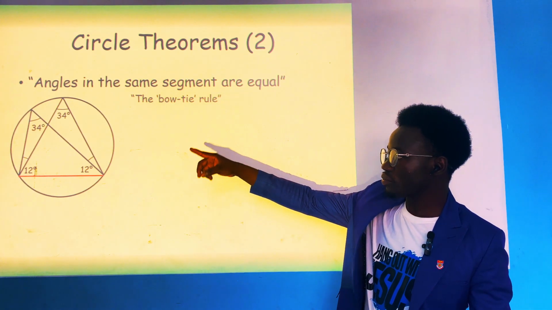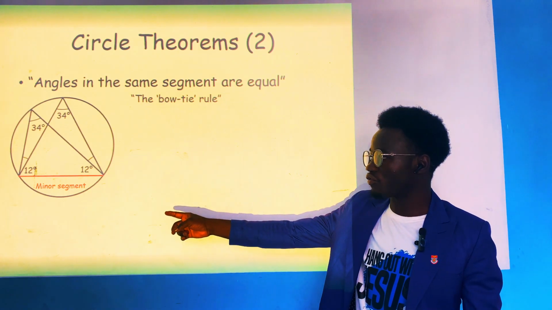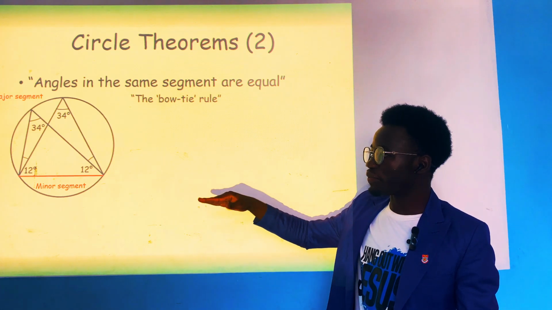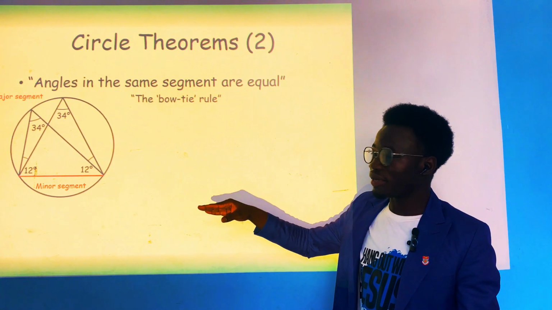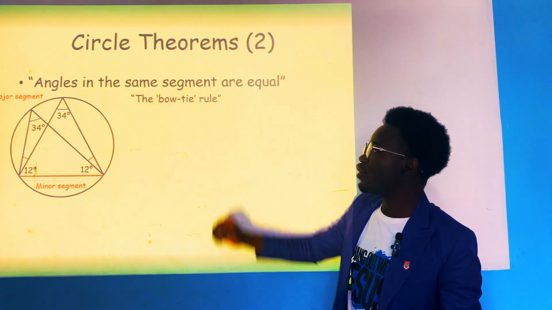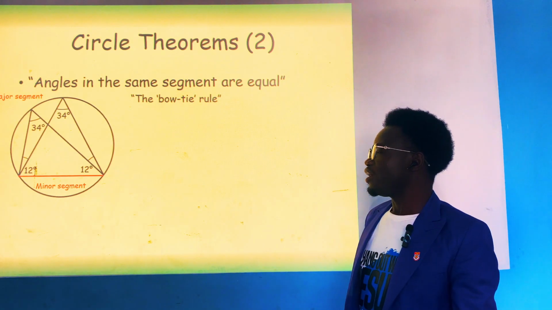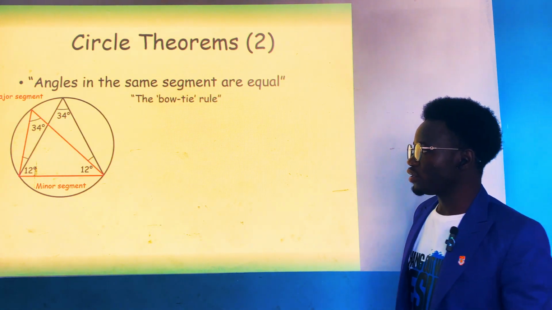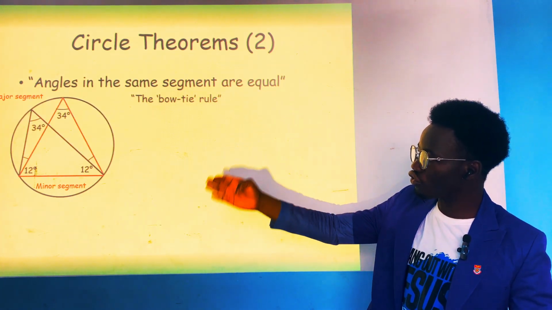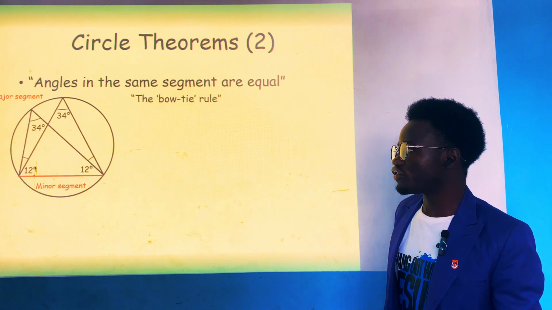The same way, we can have another segment at the top, but this one is called the minor segment, and the remaining one is the major segment. If the angles subtend from the minor segment, those two angles are all equal, and that's what we call the bow tie rule. You can see that it looks like a bow tie. We can get another one. So this angle 34 is equal to the other one also over there, right? Yes, similar to that.